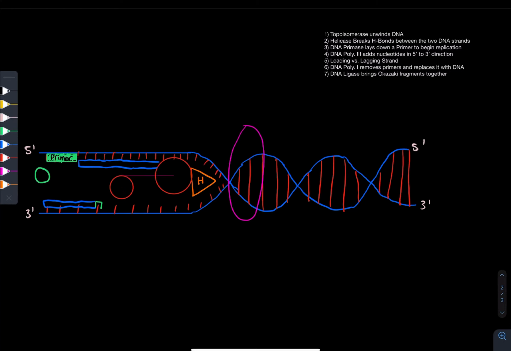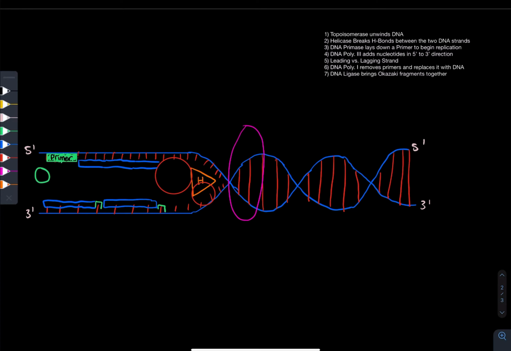And as this continues, it's going to have to call for another primer. That primer will allow that DNA polymerase to continue to bind to it, which will allow for more DNA to be synthesized through DNA polymerase 3. And it's going to do that all the way till it reaches back here, as topoisomerase unwinds and helicase continues to break these hydrogen bonds.